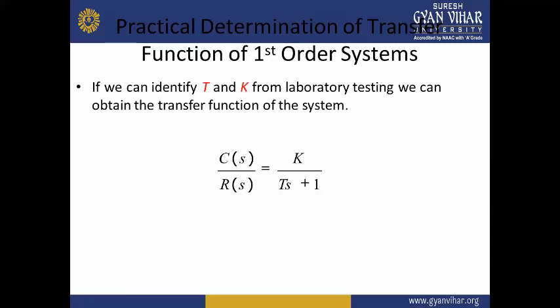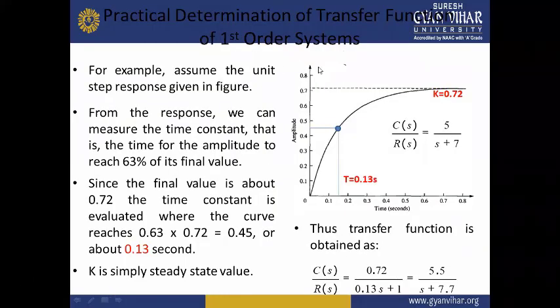That means, for example, if we can identify the T and K from the laboratory testing, we can obtain the transfer function of the system. That is the time constant and the gain of the system in the laboratories. Now look at this.